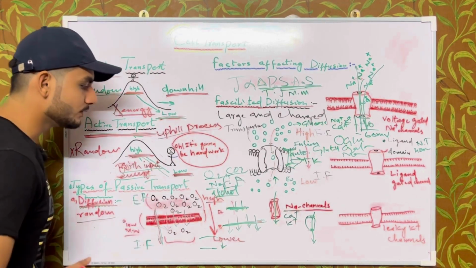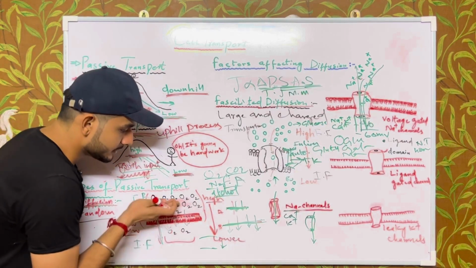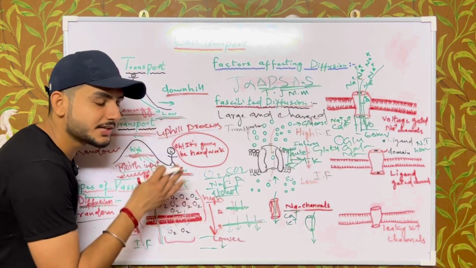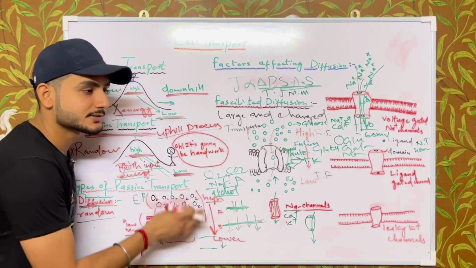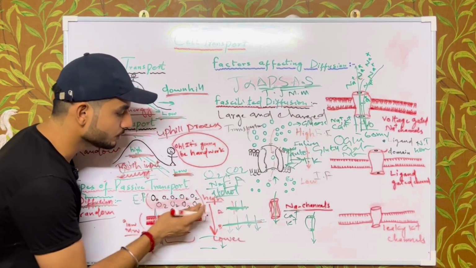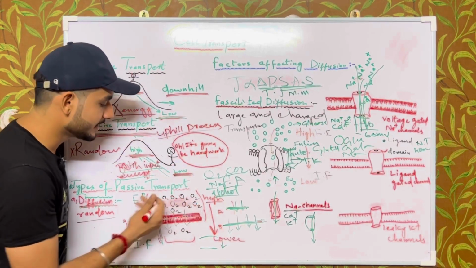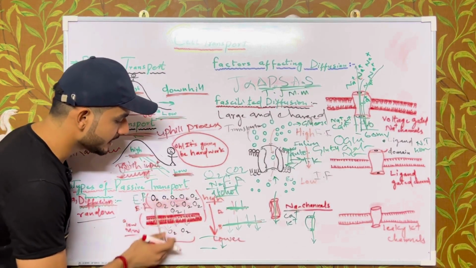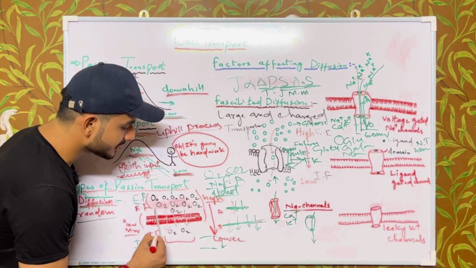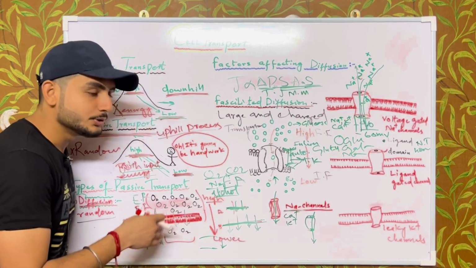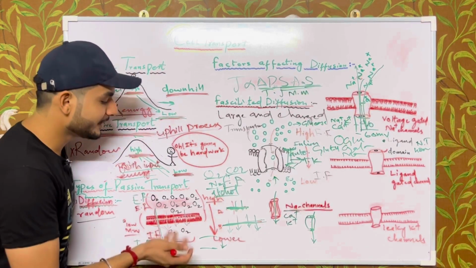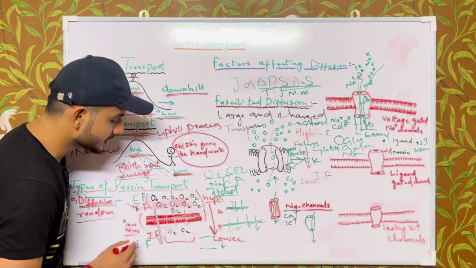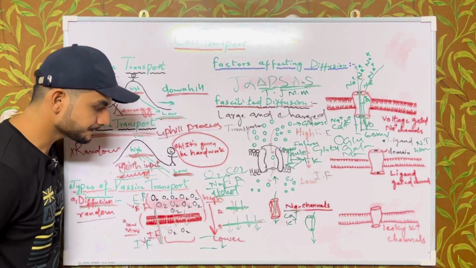Let's try to learn through this diagram. The oxygen is taken up by the cell by the process of simple diffusion, because you can look into this diagram that in the extracellular fluid the concentration of oxygen is higher, in the intracellular fluid the concentration of oxygen is lower. We know that simple diffusion is the movement of molecules from their higher concentration to their lower concentration.